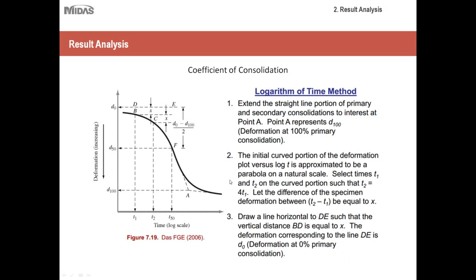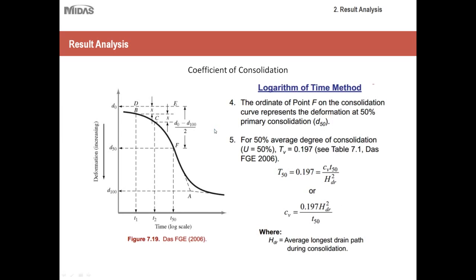So as far as the methods are concerned, the logarithm of time method, in the interest of time, I won't go into step-by-step details of how to get it. But essentially what you do is you have your deformation versus your time, and then just following these steps here, you'd be able to get that value by analyzing your graph. Another important thing to remember is you also have a T sub V value, which you would get from a table. So once again, these are available for reference in most geotechnical resources or textbooks. So you get your value, and then you'd be able to get your value for your coefficient of consolidation.